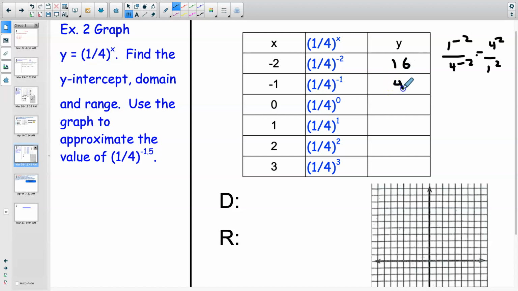And this ends up being 4. 1/4 to the 0 power is 1. 1/4 to the 1 power is 1/4. And then 1/16, and then 1/64. So let's see, this one was kind of going in the opposite direction here.